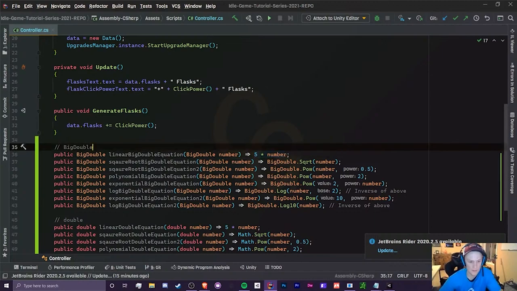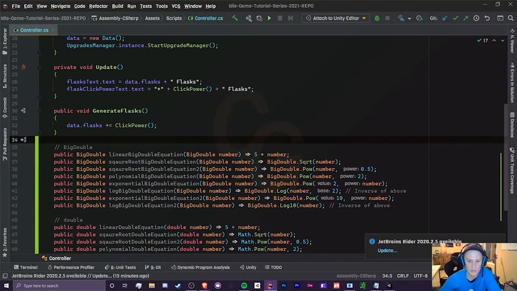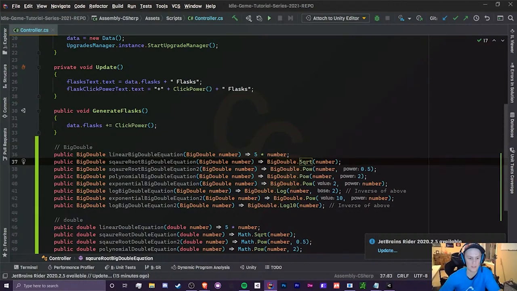Now, right here, this is the square root one. Now, there's two different ways. I showed you the two different ways here. So all of these equations I made here are in the script, just in exact order, just a heads up. So you can do big double dot square root, or just sqrt like that. And that will be for the big double square root stuff. And this is good to go here. Now you can also just do big double dot pow and just do your number to the power of 0.5.